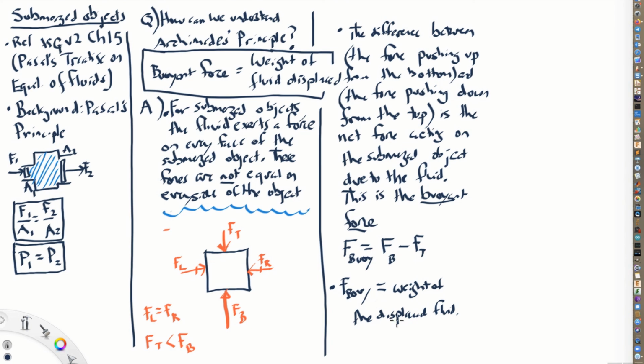This might not be obvious right away, but we can prove this. And so that is what I would like to do now, is to prove that the buoyant force is equal to the weight of the displaced fluid. And by the buoyant force, I mean the difference between the force pushing up on the bottom and the force pushing down on the top. And I'm going to take a break for a moment and come back and explain this in a moment.